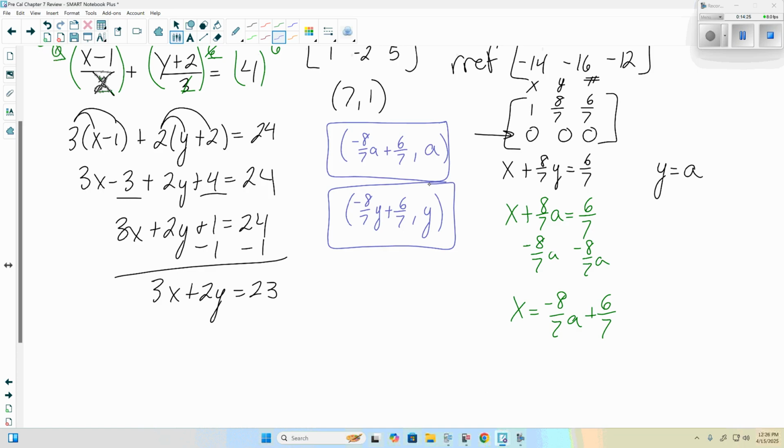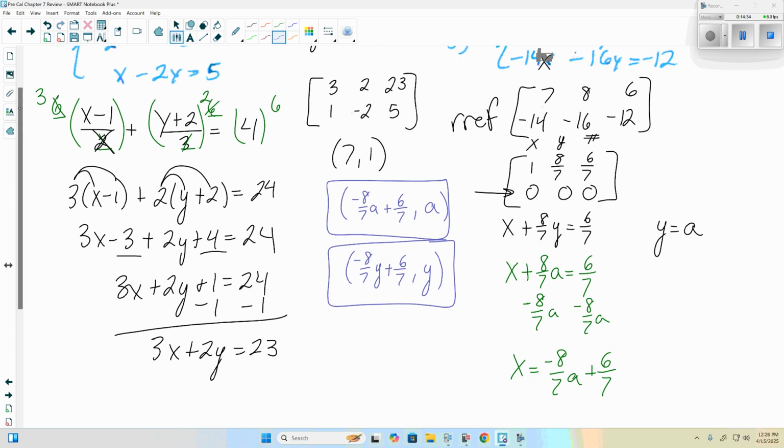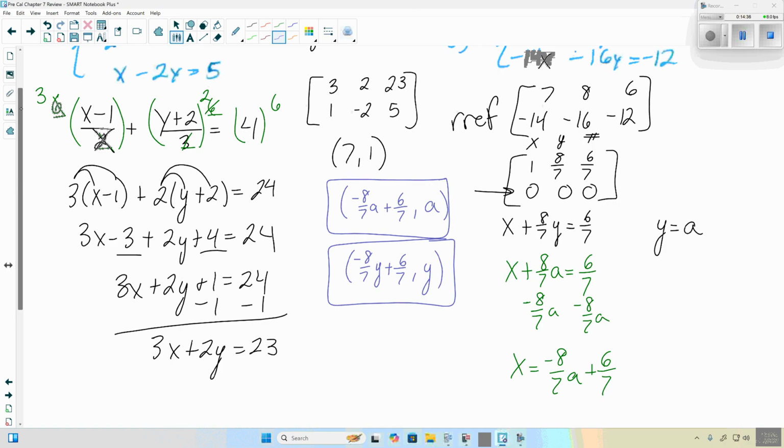Because for a 2-variable system, we'll normally put it all in terms of y. For 3, we normally put it all in terms of z. Questions on number 8? Questions on number 8 before we look at number 9?